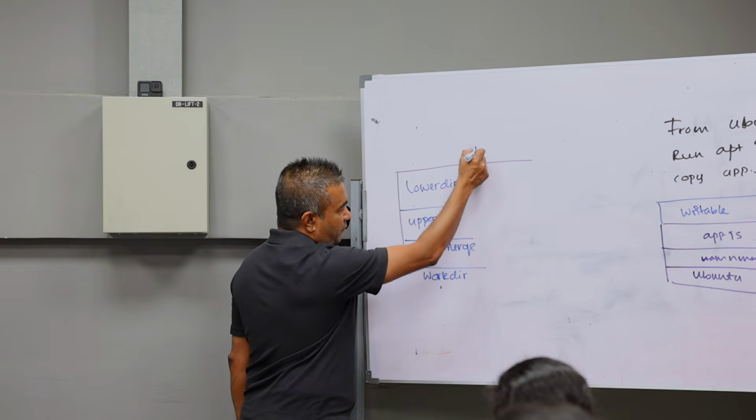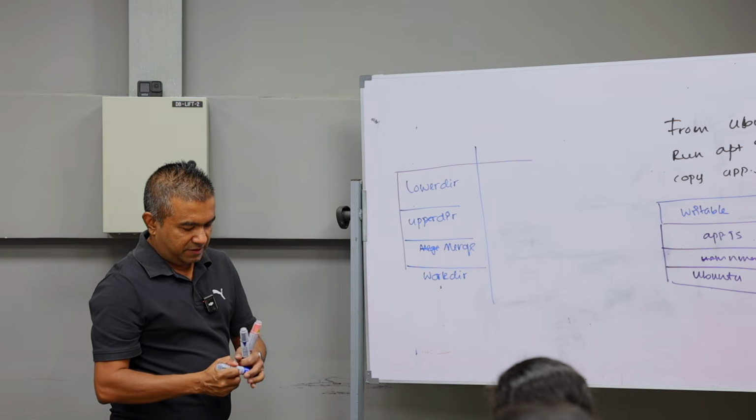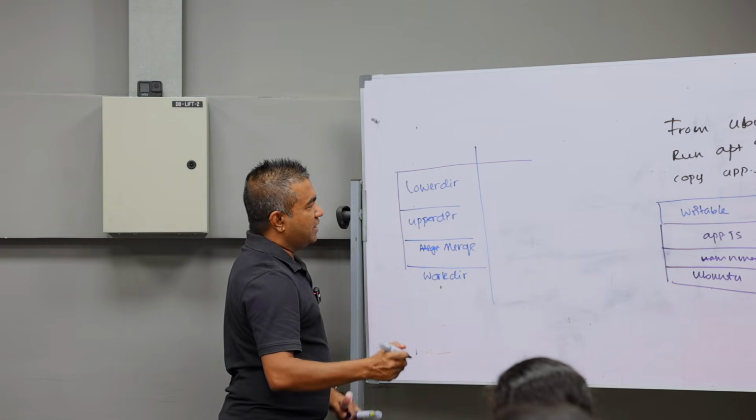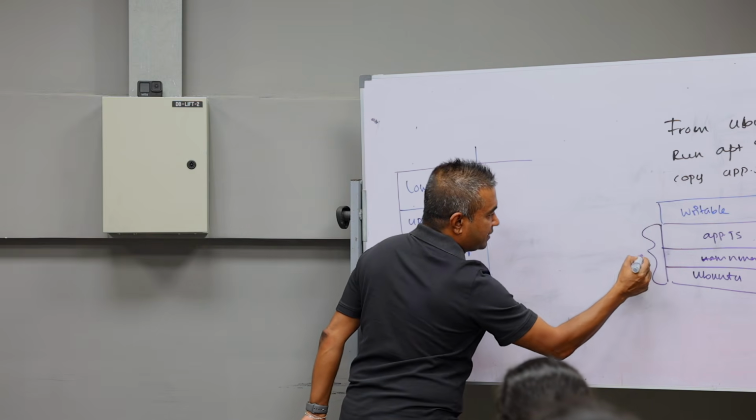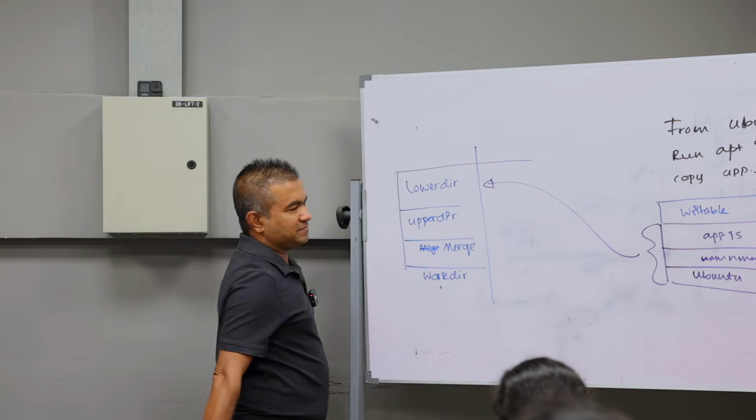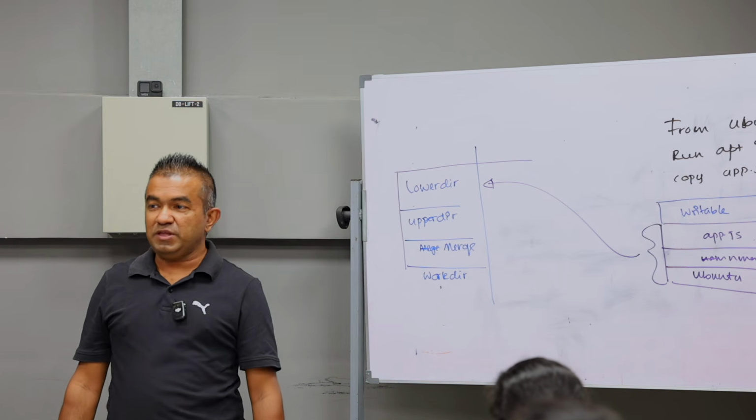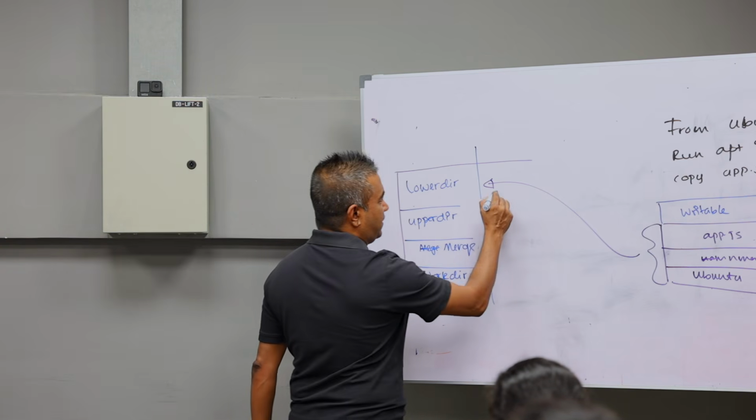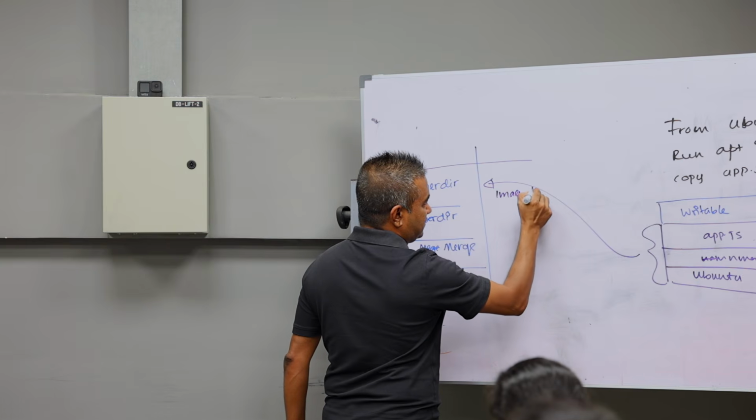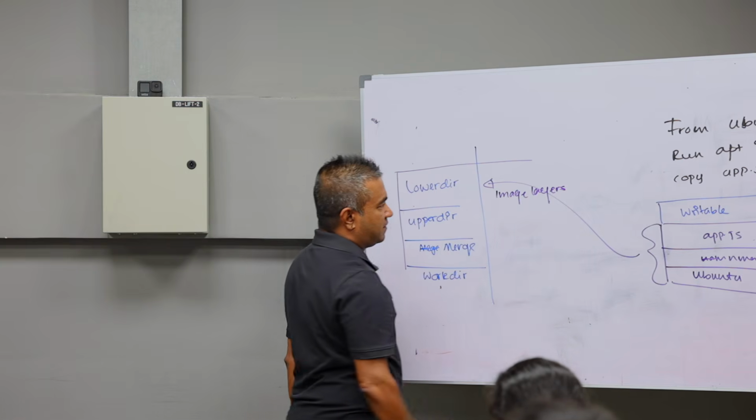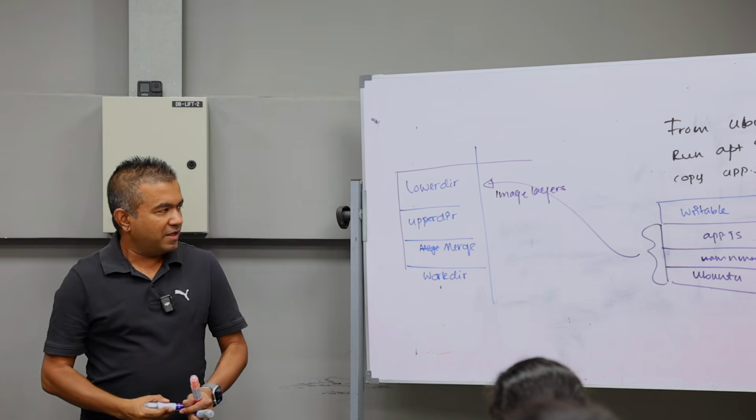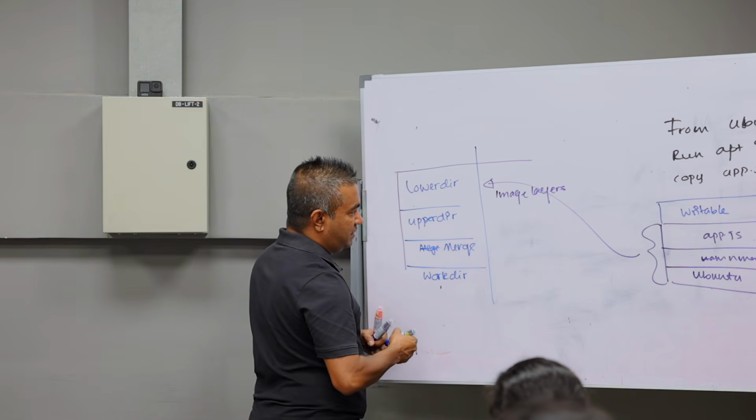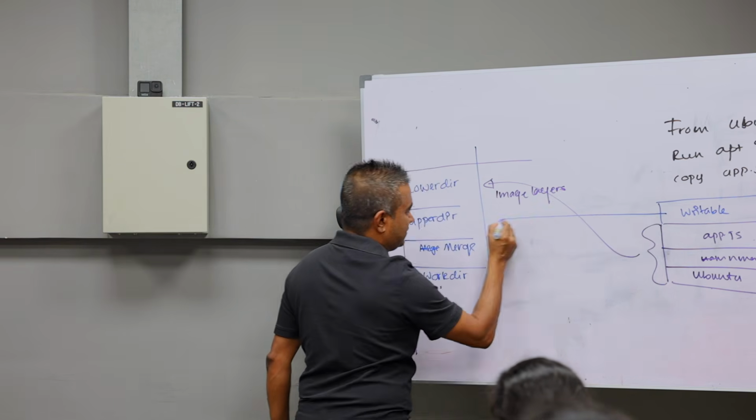So what does this do for us? Lower directory means all your read only layers. We call them image layers. That's the lower directory. The upper directory means your write layer.